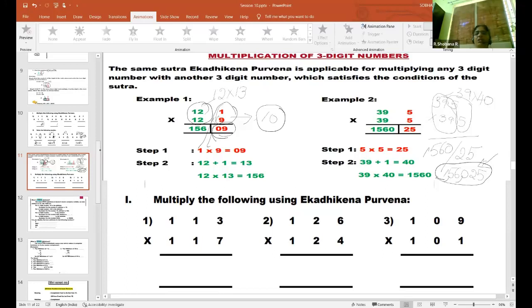So this is the last and final answer for the problem. Hope you understood, teachers. You can solve these problems and keep it ready, girls. Ready, teachers.